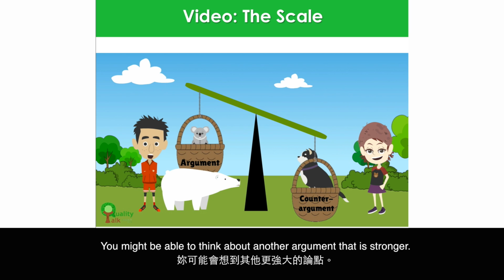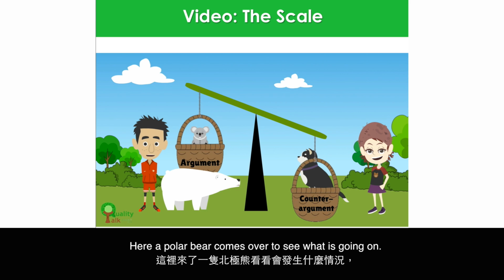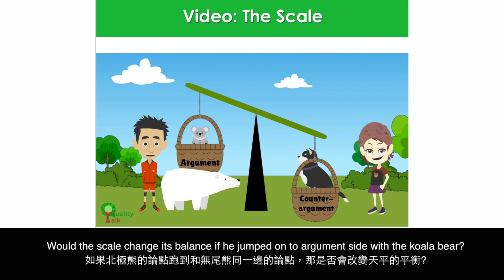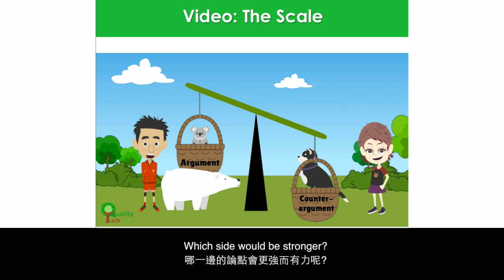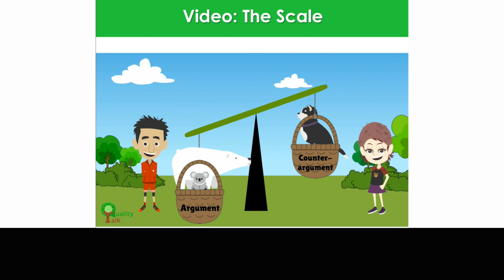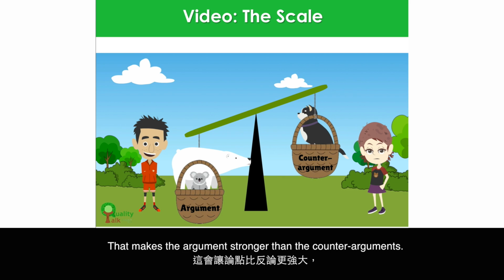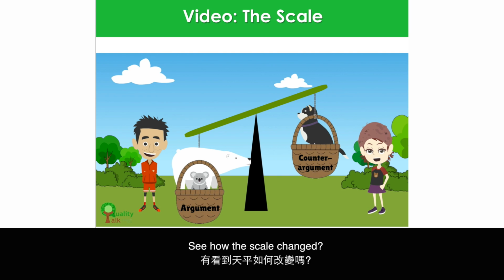Sometimes, you might be able to think about another argument that is stronger. Here, a polar bear comes over to see what is going on. Imagine this polar bear is on the side of the argument. Would the scale change its balance if he jumped onto the argument side with the koala bear? Which side will be stronger? Yes, because the polar bear in addition to the koala bear are heavier than just a dog. That makes the argument stronger than the counter-argument. See how the scale changed?